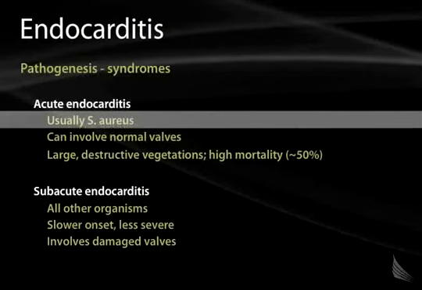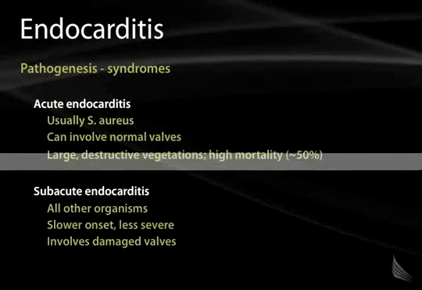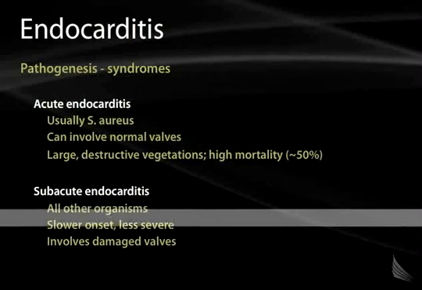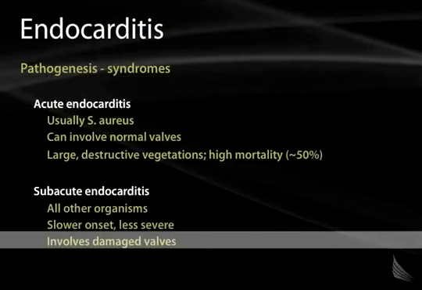Acute endocarditis is usually caused by Staph aureus. It can involve normal valves. Large destructive vegetations form, and this type of endocarditis carries with it a high mortality, upwards of 50%. You can also develop subacute endocarditis, which can be caused by any of the other organisms, so slower onset, less severe symptoms, slowly damaging the valves.